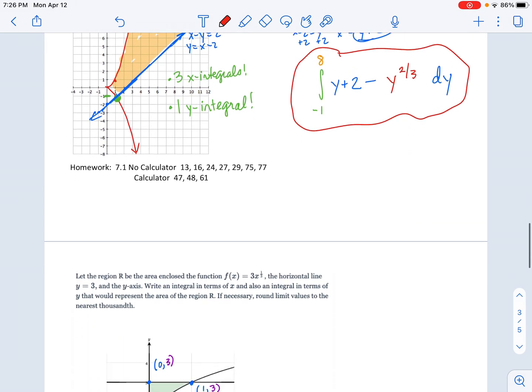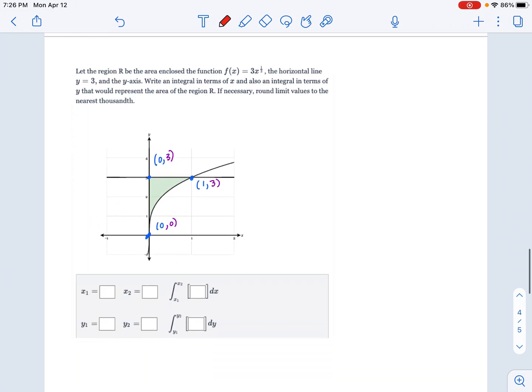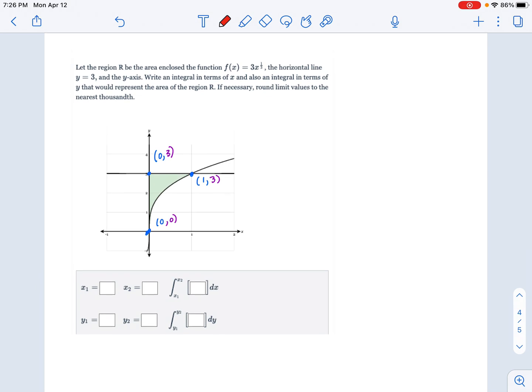Okay, and then to preface what you're going to see in Delta Math, I kind of stole a problem from there. So this says, let the region R be the area enclosed by f of x equals 3x to the 1/3. So this guy here is 3x to the 1/3. I'm going to trace it in red. The horizontal line y equals 3. That's this guy. And the y-axis. So the y-axis, let's trace that in green over here, and keep in mind the actual equation of that is x equals 0.